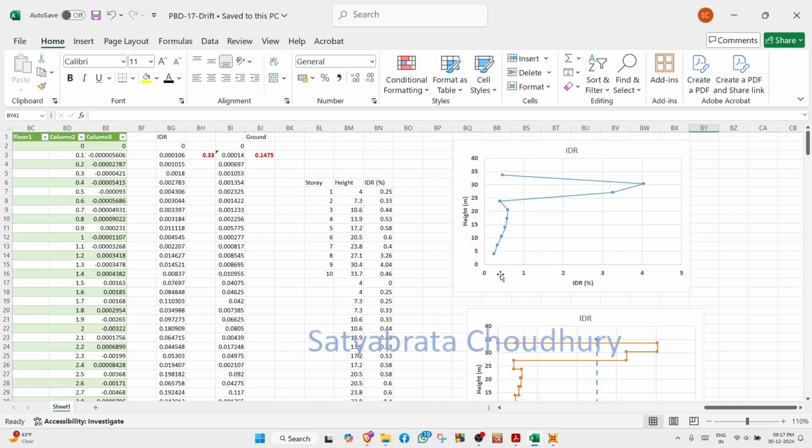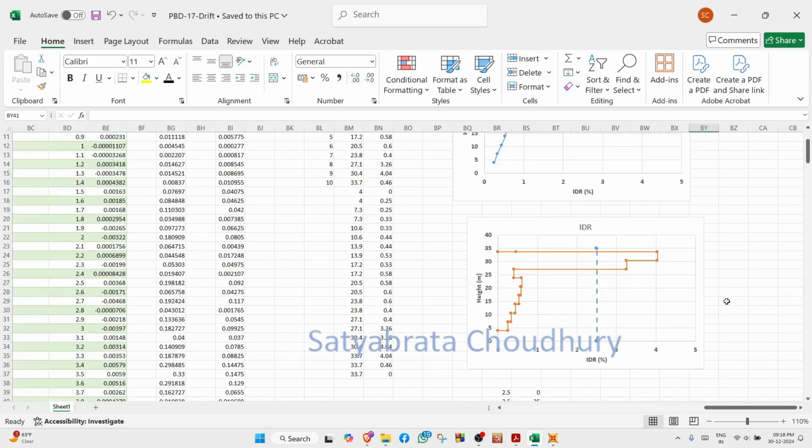This can be shown in two ways. One is shown in the first diagram, where the drift ratios are on the horizontal axis and the heights are on the vertical axis, and all the points are consecutively joined by straight lines. So this is one way of showing. Another way of showing the inter-story drift diagram is by drawing lines like this.